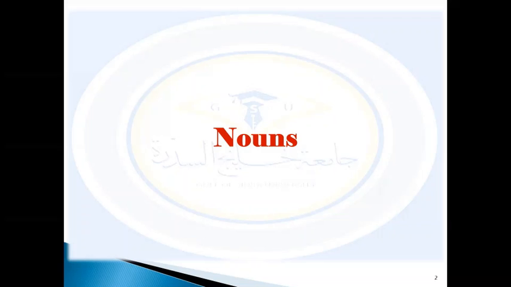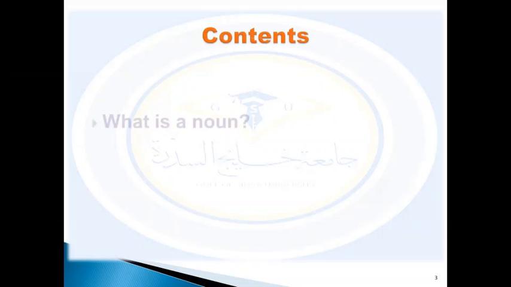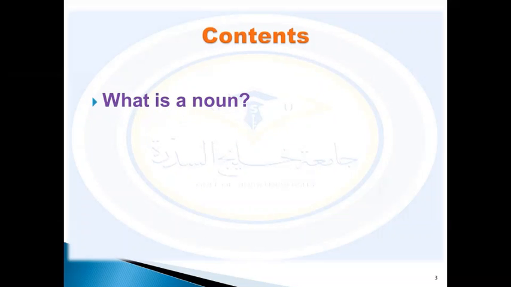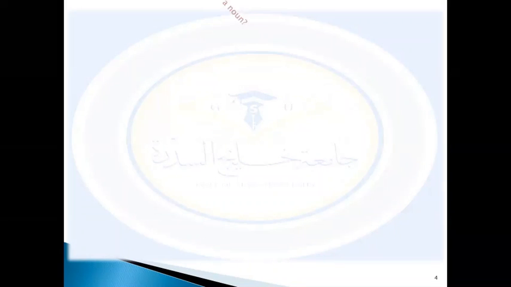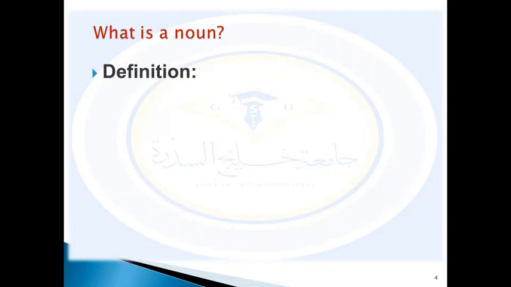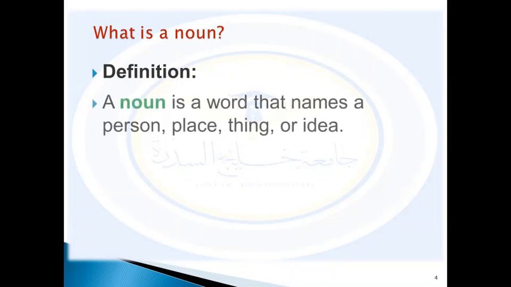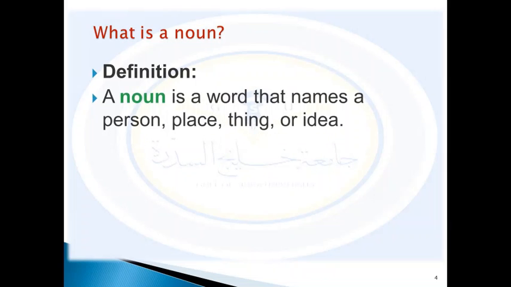Today, we are going to study the nouns. In this lecture, we're going to talk about what is a noun and what are the types of nouns. First, what is a noun? That means we are going to study the definition of nouns. A noun is a word that names a person, place, thing, or idea.